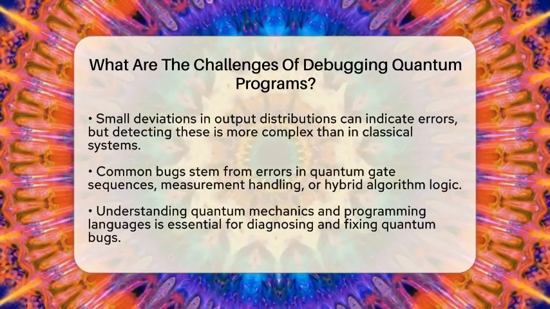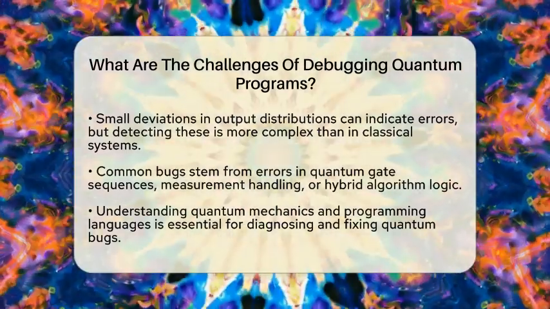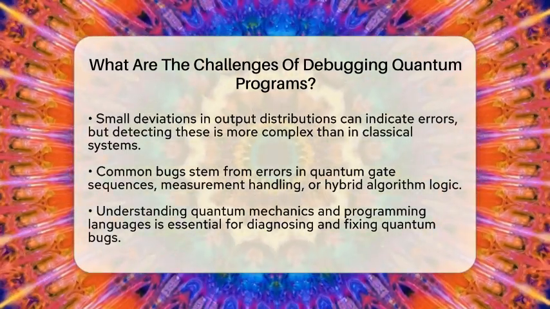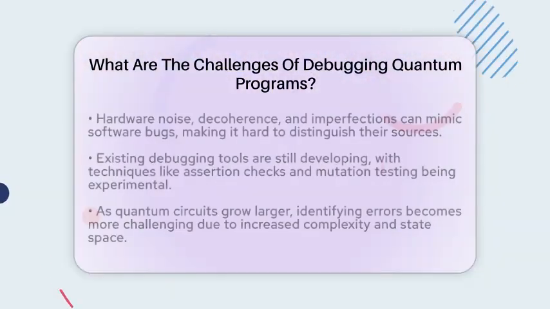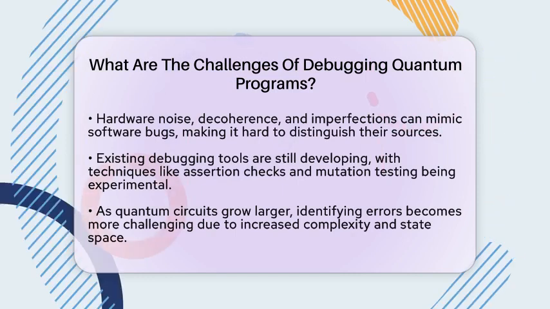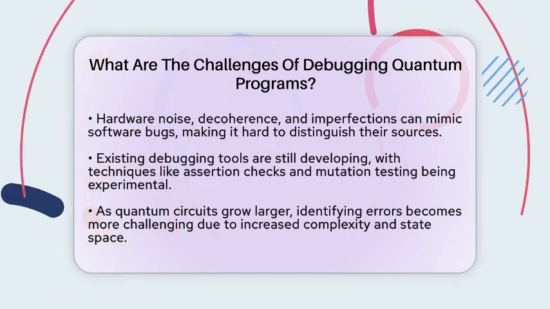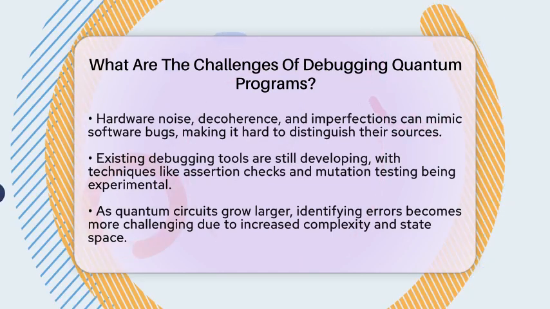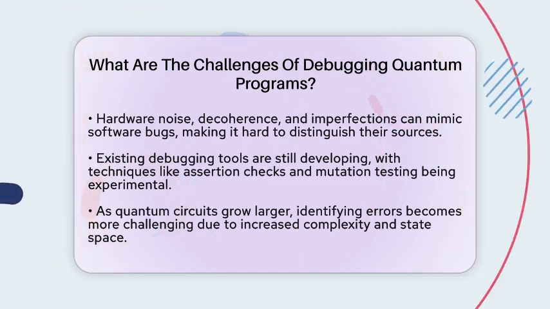Current quantum hardware also adds to the difficulty. Noise and hardware imperfections can cause errors that look like bugs but are actually caused by hardware issues. Differentiating between a software mistake and hardware noise is hard, especially since quantum devices are still in early stages and prone to decoherence and other noise effects.